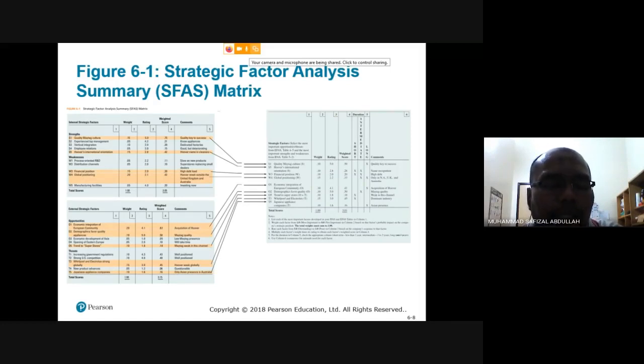Why? Okay, let's see here. Even though T1 and T2 and T5 have the same weight, let's see the rating. It means that T1 and T2 score better. The company can respond better to these two factors. But the company is very poor in responding to the fifth factor, which is only 1.6. So you feel that T5 is more vulnerable to the company. That's why you take T5 here.